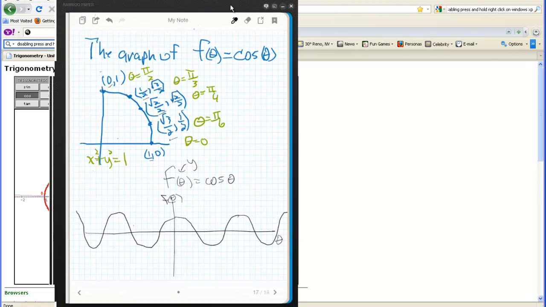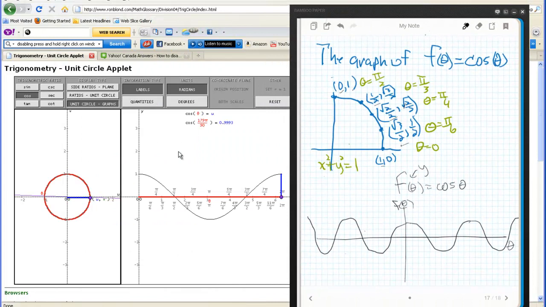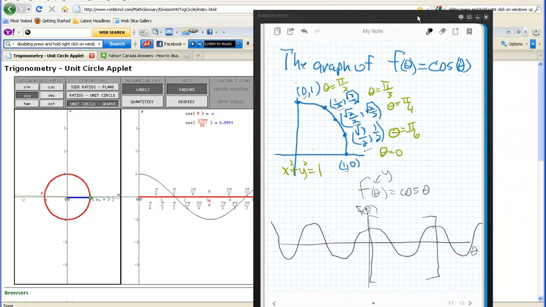Notice the applet only gives us the first four quadrants, so it gives us this chunk right here, which I will sometimes affectionately refer to as my mother graph. That's the one you're going to want to visualize. That's the one that you're going to want to have on the hard drive.